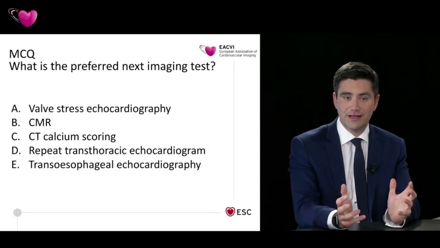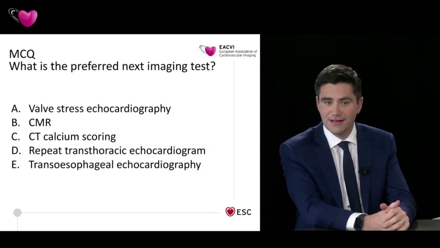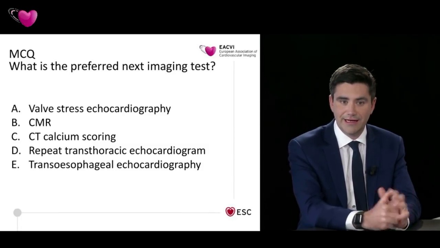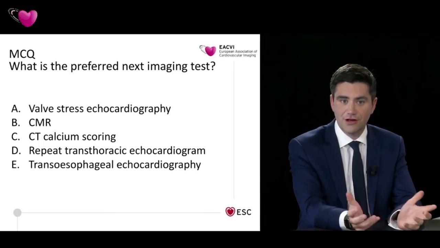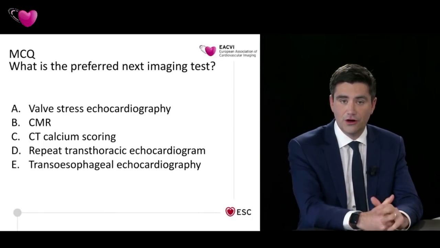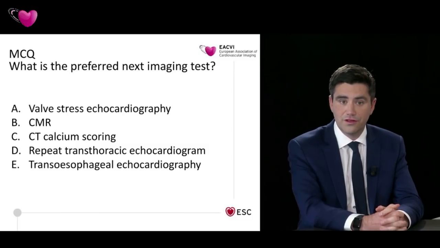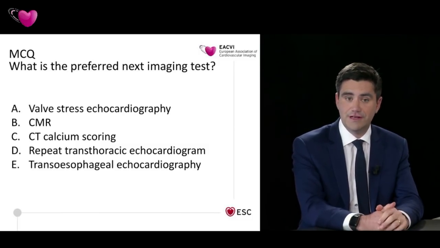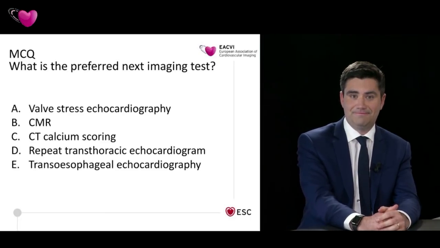So what do you think would be the next best imaging test? And there may be some debate about this. There's not necessarily a clear-cut answer, but the possible answers that we've put up for your perusal: first, a valve stress echocardiogram. Secondly, a cardiac magnetic resonance scan. Thirdly, a CT scan with calcium scoring. Fourthly, a repeat transthoracic echocardiography. And finally, a transesophageal echocardiogram.